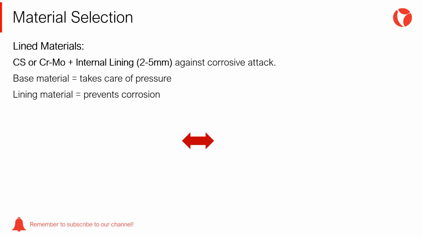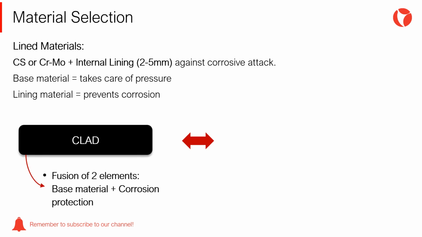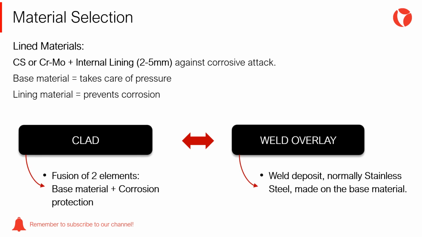Lined materials. In order to protect the base metal from corrosive attack, it's very common to use combined or hybrid solutions. This means lining the pressure vessel internally with a material resistant to such corrosive attacks. The internal lining can be achieved in two ways: by means of internal cladding or by means of a weld overlay.